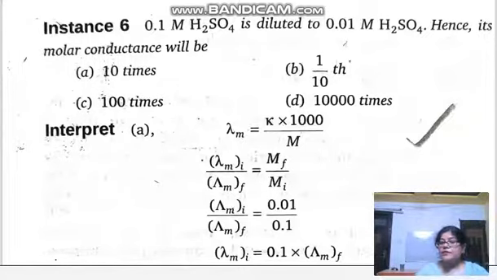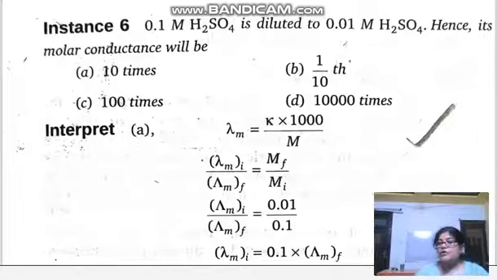Now we have the formula kappa into 1000 over M. Clear? Now initial and final. So when we divide, kappa and 1000 remain the same in both the cases, initial and final. They will cancel out. So ultimately we get this, the inverse of M. Here f is the final position, and i is the initial position.